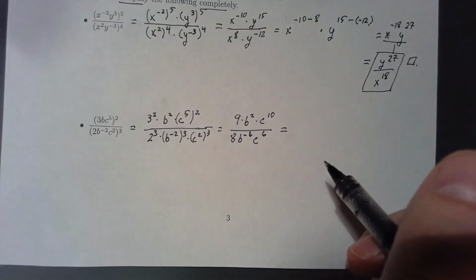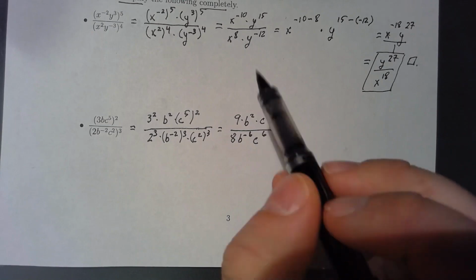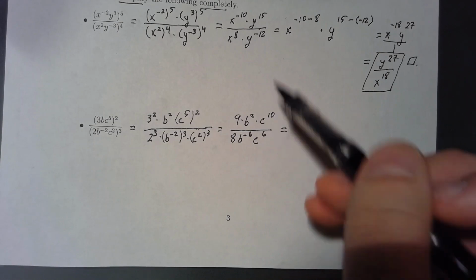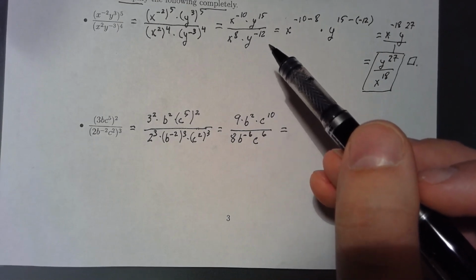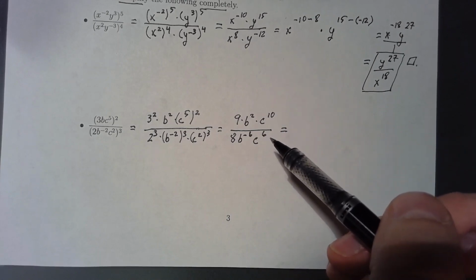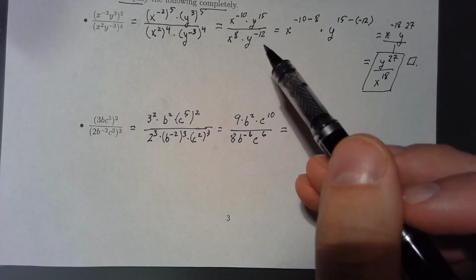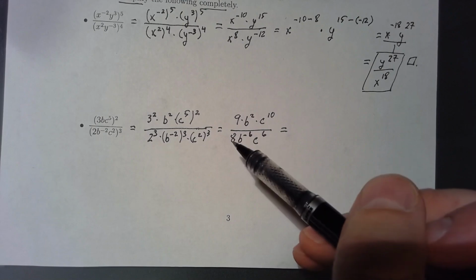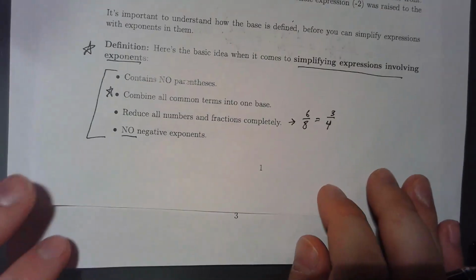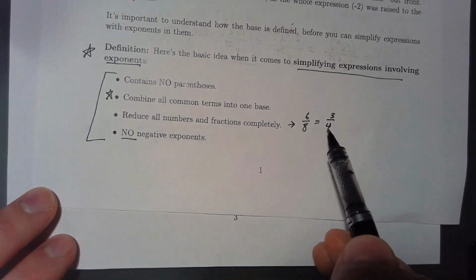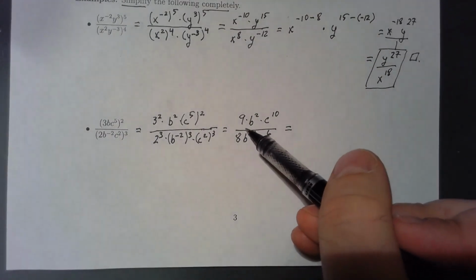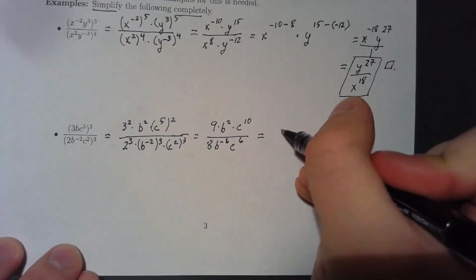Okay, now at this point, I'm at the same point that I was up here, right? This point in this problem looks very similar to this point in this one. Not much difference. So what I'm going to do here is the same thing I did up here. Now I have 9 over 8. Does 9 over 8 reduce? Remember, reduce all fractions completely. Well, 9 over 8 doesn't have any common factors. So no, 9 eighths is 9 eighths. Okay.